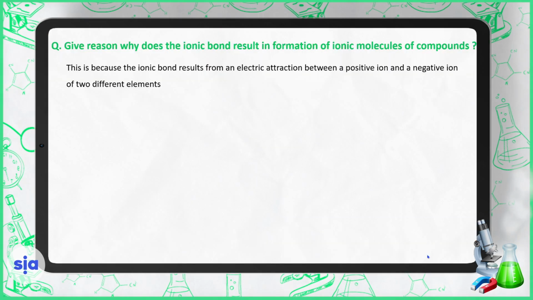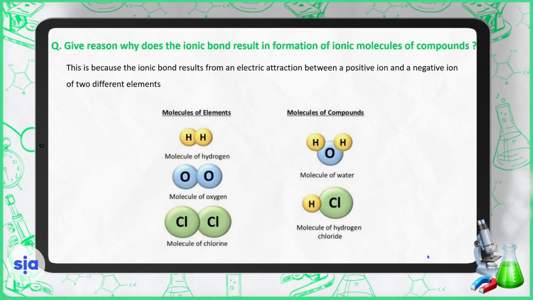Why does an ionic bond result in the formation of ionic molecules of compounds? This is because the ionic bond results from an electric attraction between a positive ion and a negative ion of 2 different elements. And now let's discuss the difference between elements and compounds.